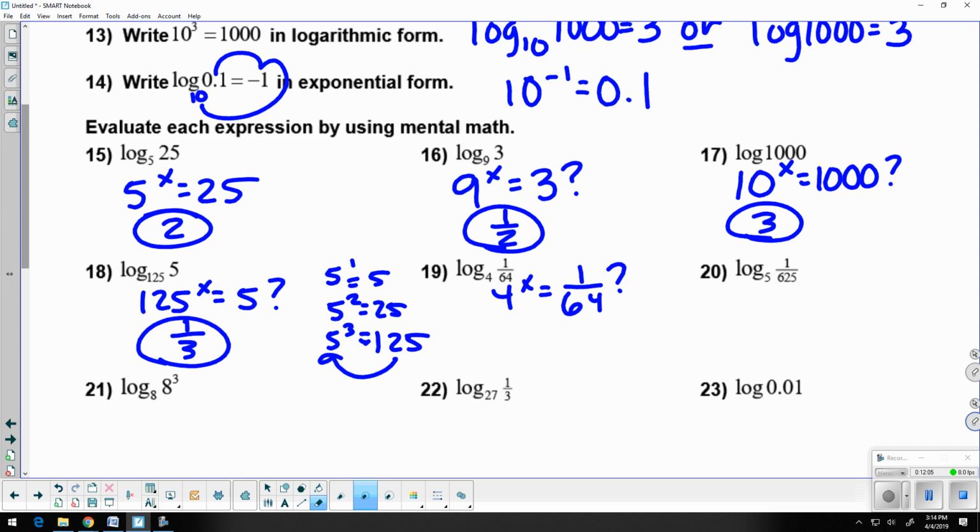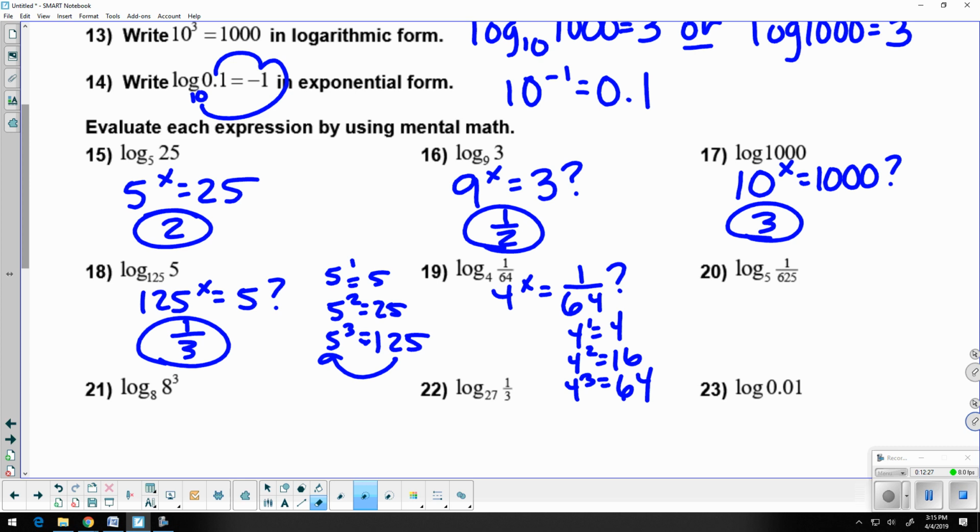So again, playing around with some exponents. They're not going to be too big, as you can see so far. We got 2, 1/2, 3, 1/3. So it's going to stay within a certain range. But again, if you know 4 to the first, we'll start basic, 4 squared. We should know 4 cubed by now. That is 64. But I want 1 over 64.